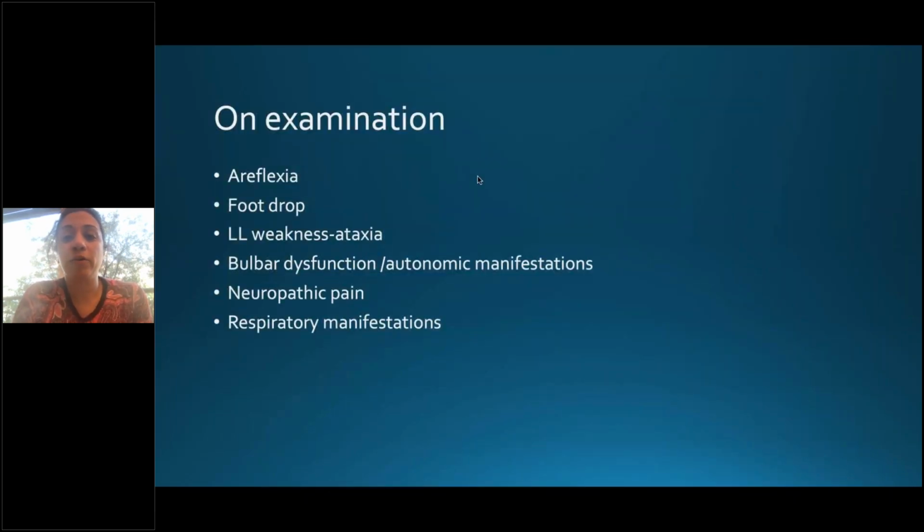In cases of Guillain-Barré syndrome, you would have a foot drop, lower limb weakness, areflexia, so absent reflexes, and in some severe cases, bulbar dysfunction, so affection of speech and swallowing, and some autonomic manifestations. Most of them have some autonomic disturbances that then resolve. They can present with neuropathic pain, and in severe cases, as we mentioned, respiratory manifestations.